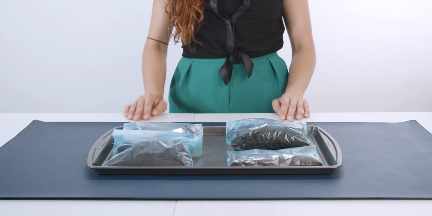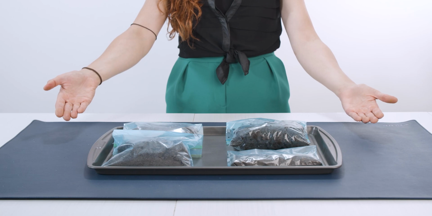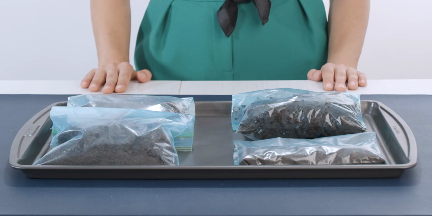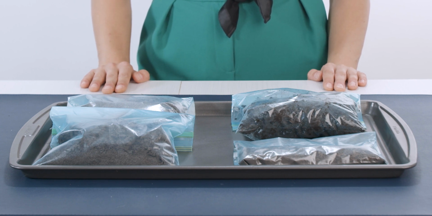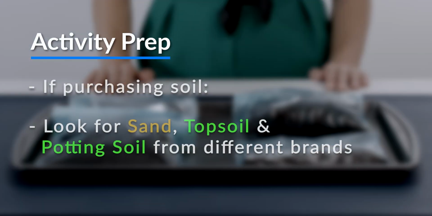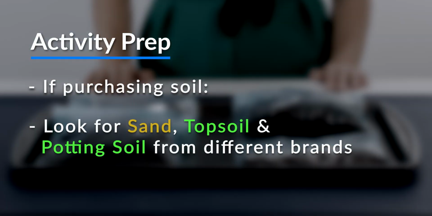This activity works best with a variety of natural soil samples, as natural soil contains different materials and behaves differently than potting soil. You may use the same soil as in Lesson 2, filtering water through the earth. If you do need to purchase soil, purchase sand, topsoil, and potting soil.